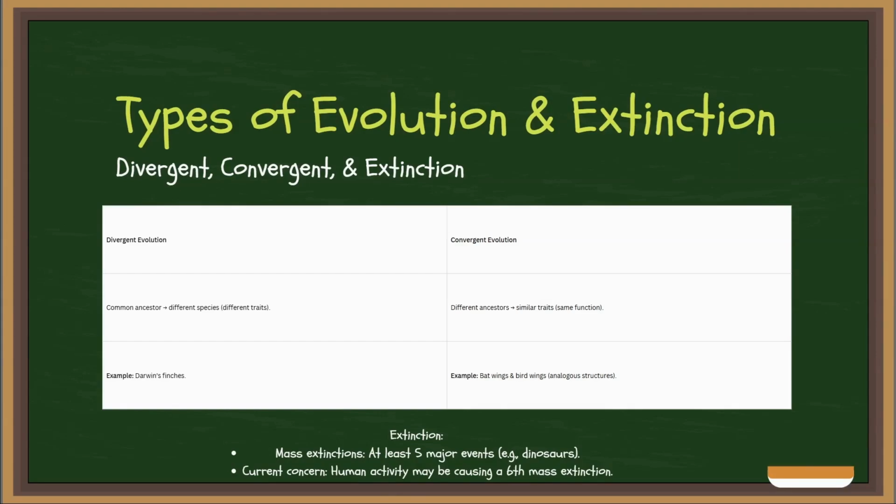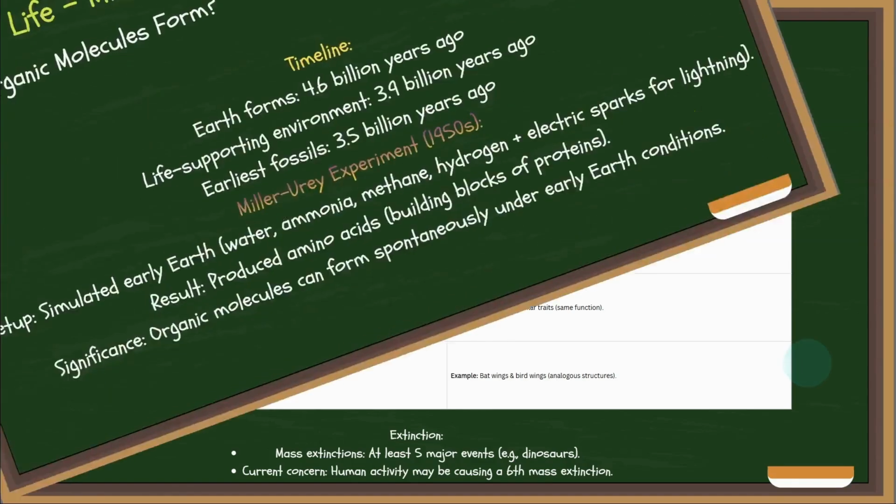So divergent evolution is when a common ancestor leads to different species which have different traits, like Darwin's finches. Convergent evolution is when different ancestors lead to similar traits, same function, like bat wings and bird wings. And it has analogous structures. Extinction: mass extinction, at least 5 major events, like the dinosaurs. Current concern is that human activity may be causing a sixth mass extinction.